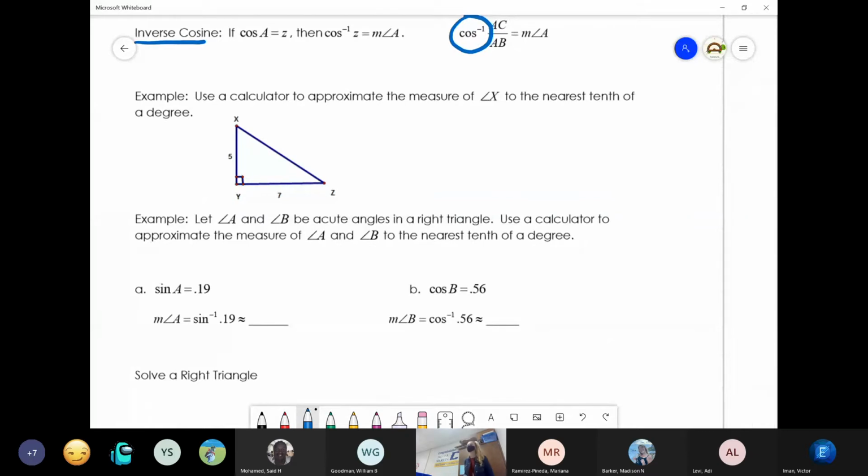So let's take a look at an example. They want me to find the measure of angle X. So note right here, they want me to find the measure of an angle. Whenever I'm looking to find the measure of an angle, I should think inverse, angle inverse. They don't rhyme, but you've got to think those go together.